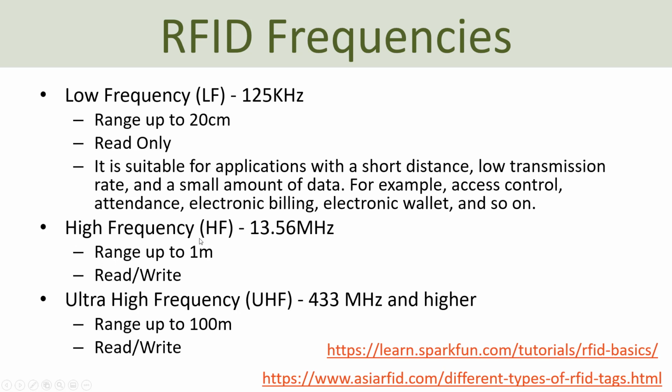Then we have high frequency, typically 13.56 megahertz, and the range between the tags and the reader can be up to 1 meter. Here we have both read and write tags. And finally we have ultra high frequency, which uses a frequency of 433 or higher. Ultra high frequency systems can have a range of up to 100 meters. And also here you can read and write information from the tags.